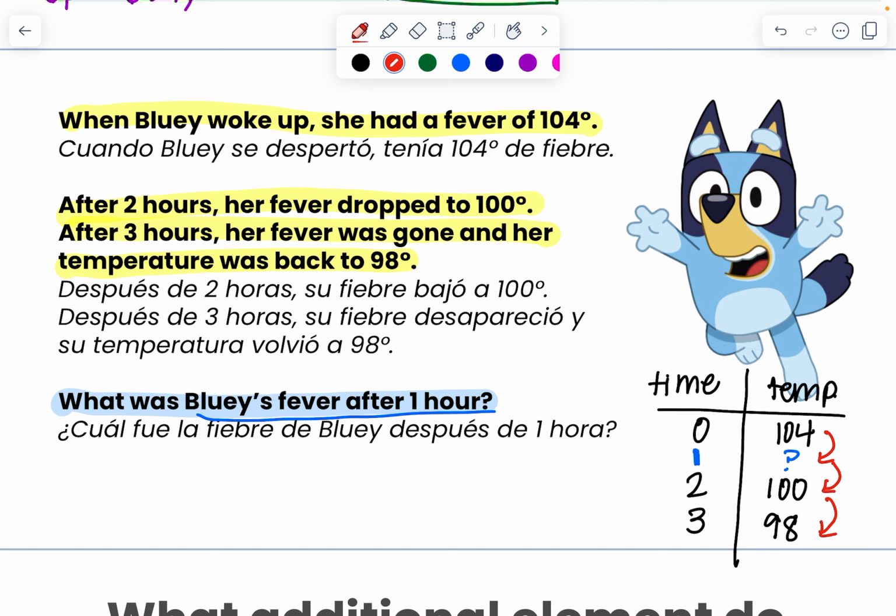So like we can see here, from 100 to 98, we took away 2. And notice that we have double arrows and a 4-degree difference between those two, right? This piece right here is -4, but there's 2 of them. So if it's going by equal increments, then these also are -2. And that would mean 104 minus 2 degrees would leave Bluey with a fever of 102 degrees after 1 hour.